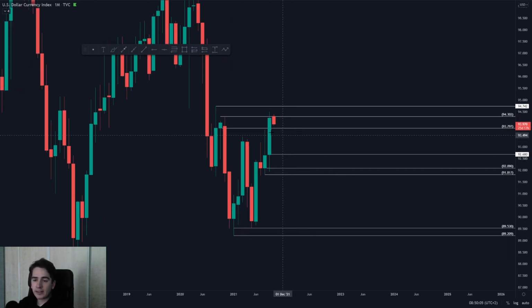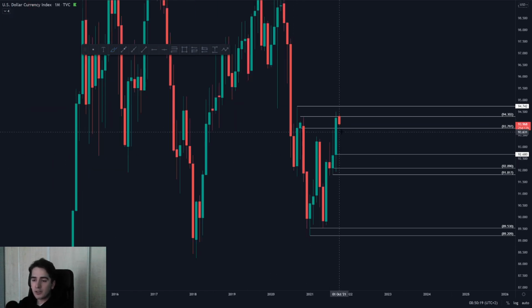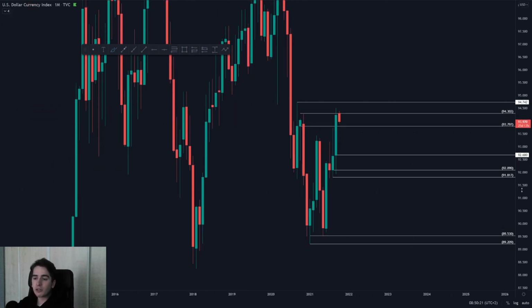And looking at the dollar index, we can see that we reached that line of 94.302, which is the top of my area of monthly supply. So this is my monthly supply, which we are currently in. And as we can see, the monthly candle rejected the top of that area of supply. So we're currently seeing a pushback down in towards lows. This could mean that further downside is possible.